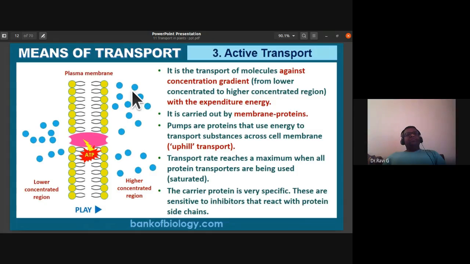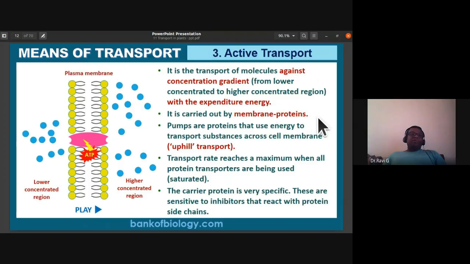The third type of means of transport that we are going to discuss is active transport. It is the transport of molecules against the concentration gradient, that is, from a lower concentrated region to a higher concentrated region, with the expenditure of energy. This is brought about by a protein channel. With the expenditure of energy, it is carried out.